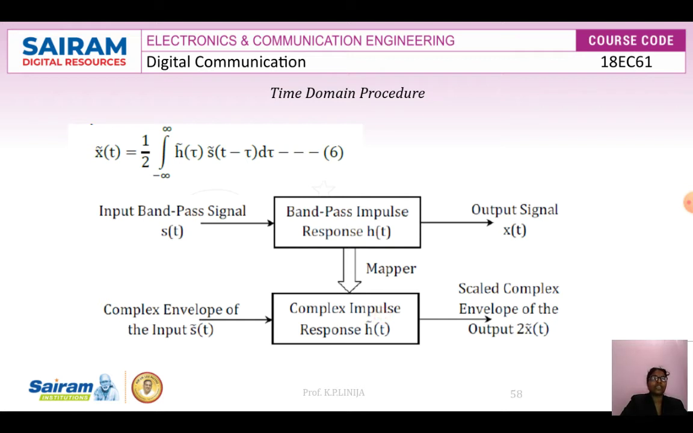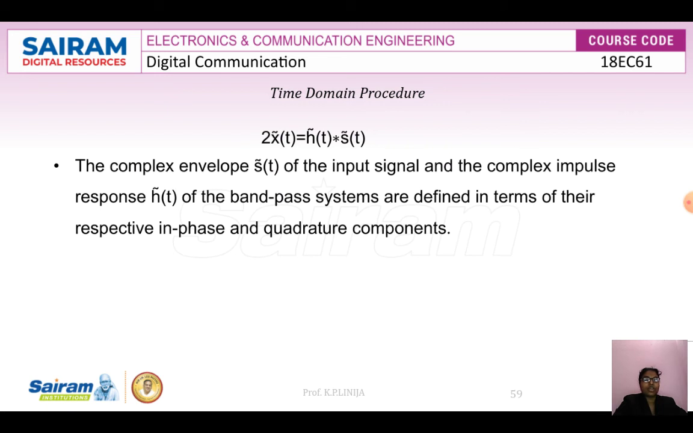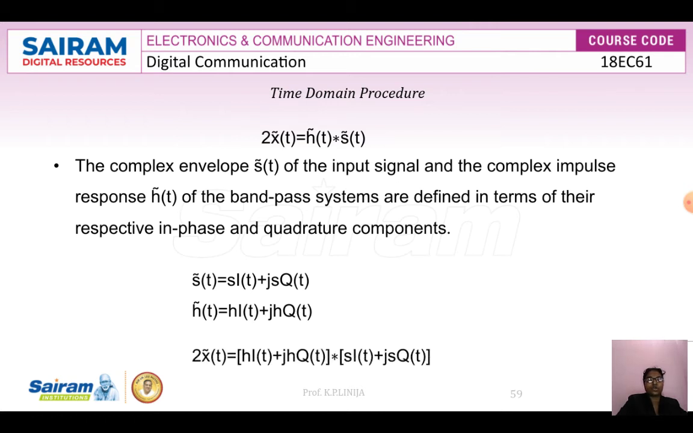Therefore, using this we can write the equation 2 into x bar of t is equal to h bar of t convolved with s bar of t. The star symbol indicates the convolution function. So the complex envelope s bar of t of the input signal and the complex impulse response h bar of t of the bandpass system are defined in terms of the respective in-phase and quadrature components. Therefore, s bar of t is equal to si of t plus j sq of t, and h bar of t is equal to hi of t plus j into hq of t.